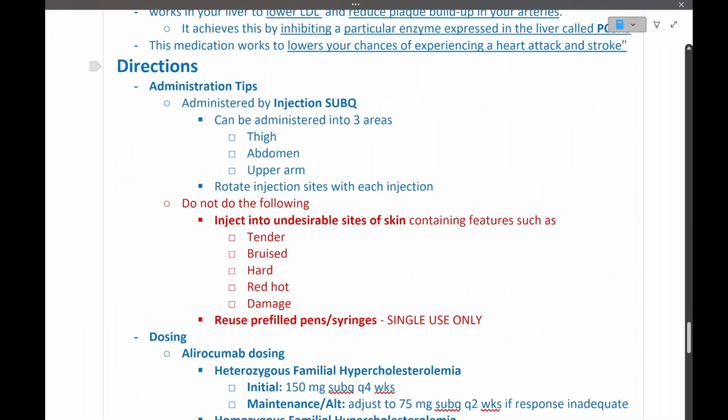In terms of directions on how to take this medication, it is administered by subcutaneous injection, and it can be administered into 3 areas, including the thigh, abdomen, and upper arm. When injecting the medication each time, you want to rotate injection sites to maintain the efficacy of the medication. You don't want to inject into undesirable sites of skin containing features such as being tender, bruised, hard, red, hot, or with damage. And then we also want to avoid reusing pre-filled pens or syringes as they're intended for single use only.